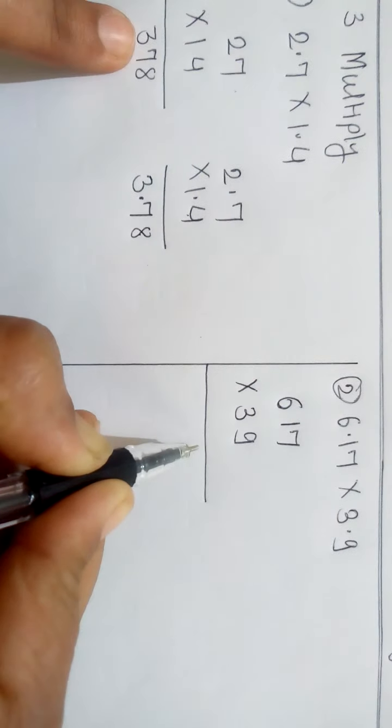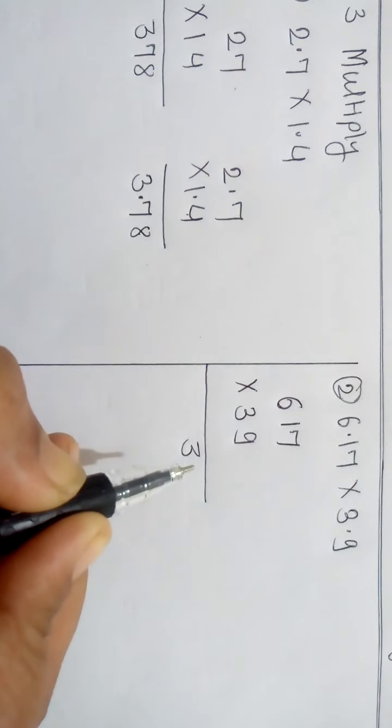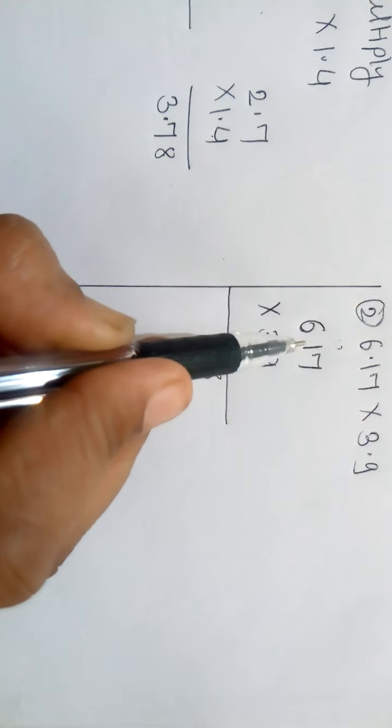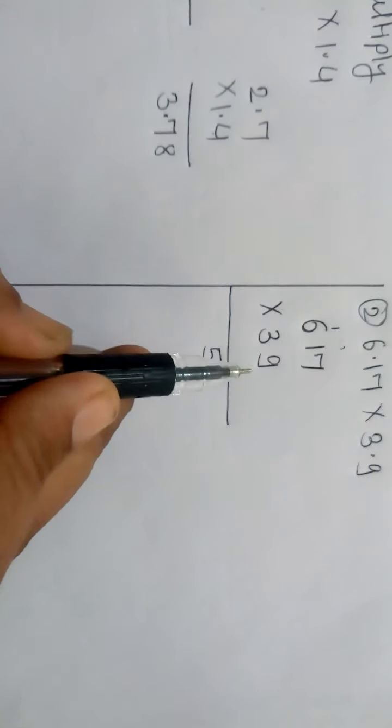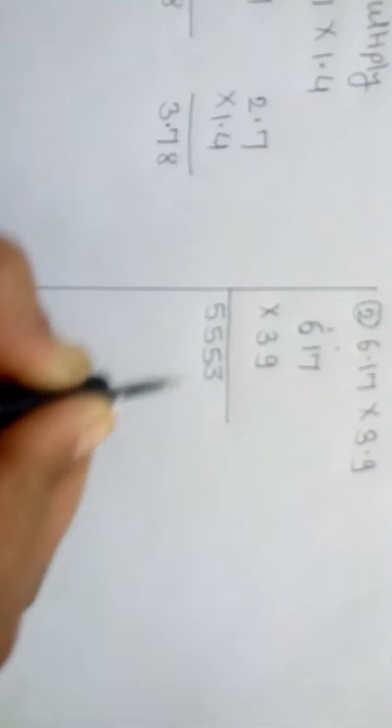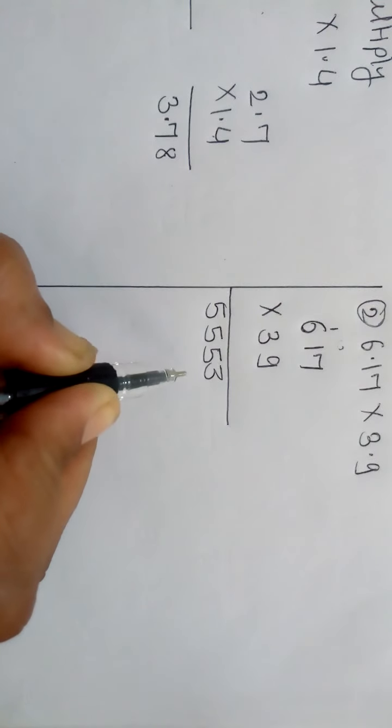9 sevens are 63. 3 here, 6 carry. Then 9 ones are 9. 9 plus 6, 15. So here 5, here 1 carry. Then 9 sixes are 54, and this one, 55. Now here we have to put a 0.